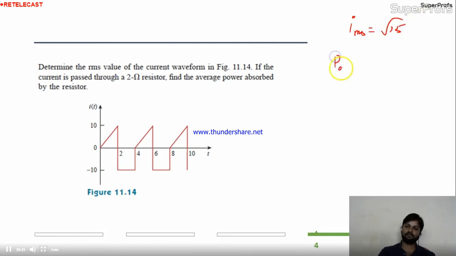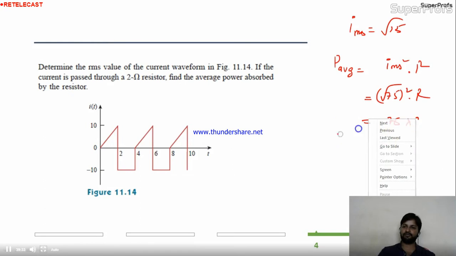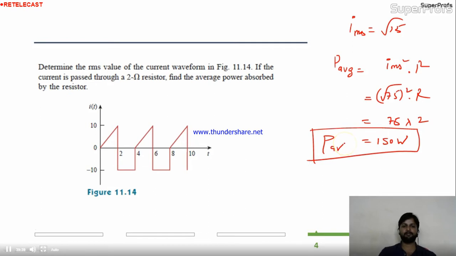Now, can you calculate the average power? Yes. Irms square into R. Irms square is 75, into R which is 2. Sorry, this is 150 watts. This is the average power. Very simple.